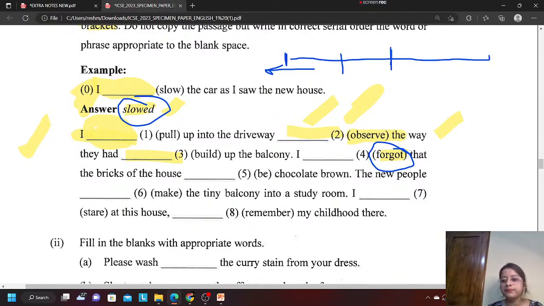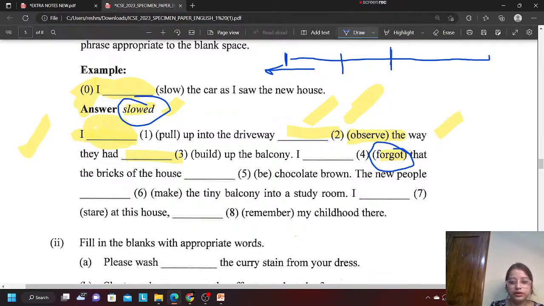Very good, Vinita. Next. So, bricks of the house. Vinita, check once and then say, this is your hint now. This part is done. So the next hint is going to be this.